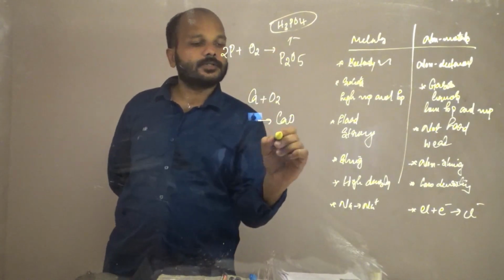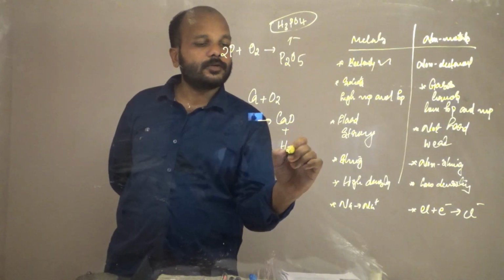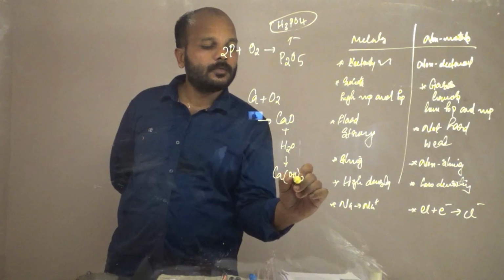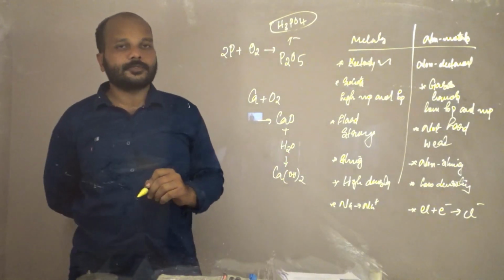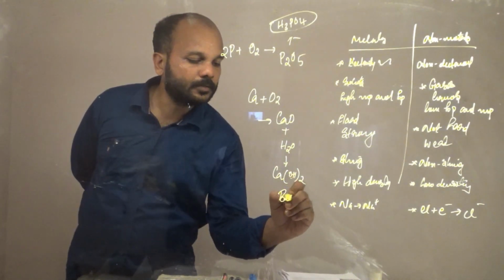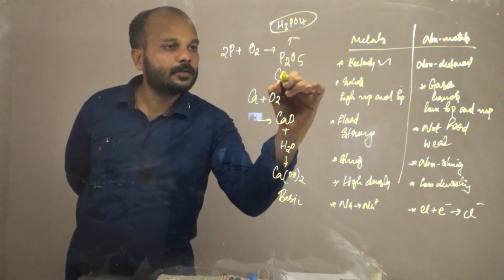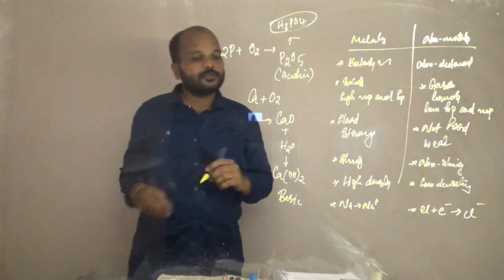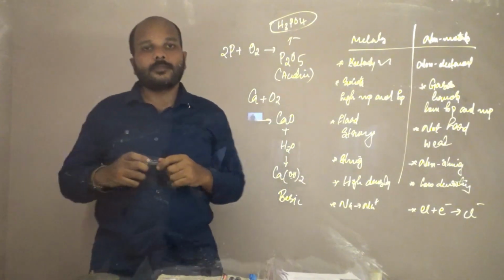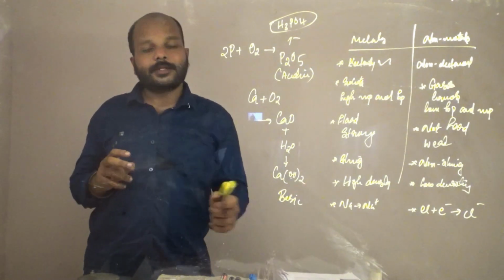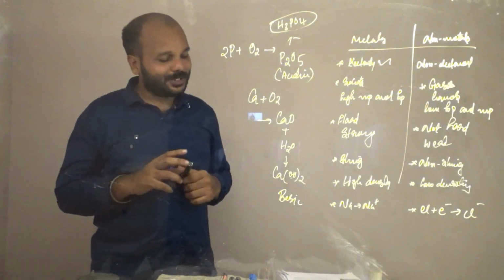Okay, so this P2O5, if you dissolve it into water, it will form H3PO4. And calcium oxide, if you dissolve it into water, it will form calcium hydroxide, Ca(OH)2. So this is going to be basic in nature, and this is going to be acidic in nature. So the non-metals, their oxides are going to be acidic. On the other hand, for metals, it is going to be basic in nature.